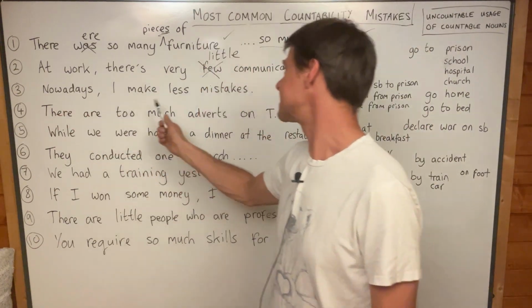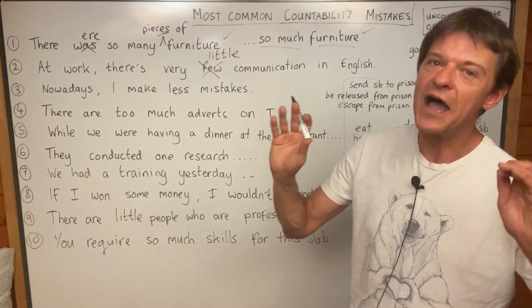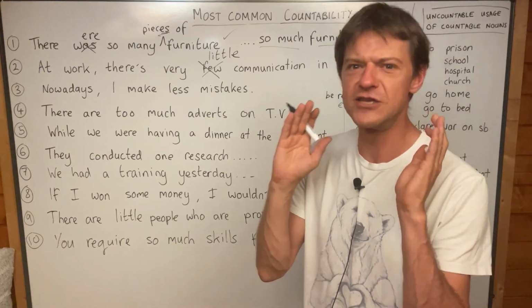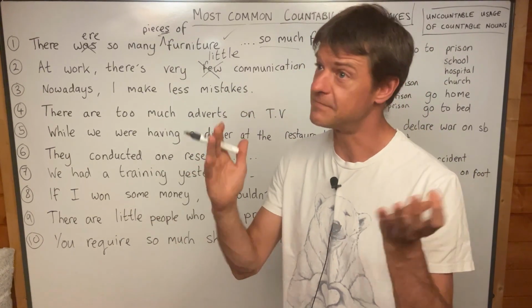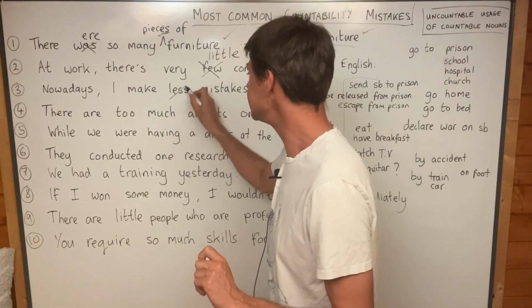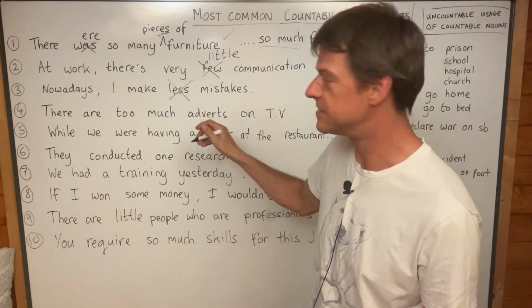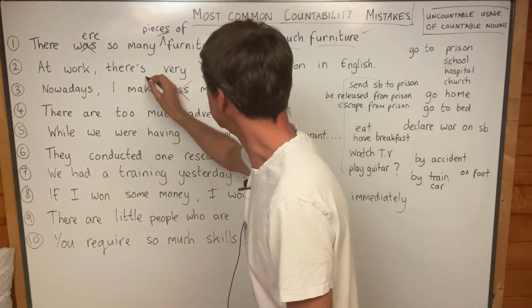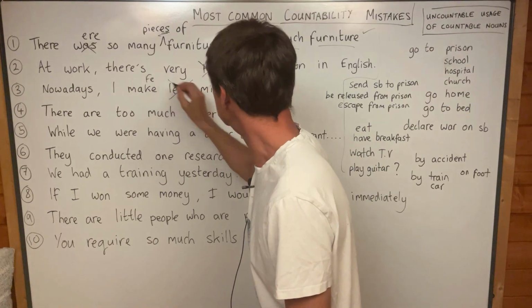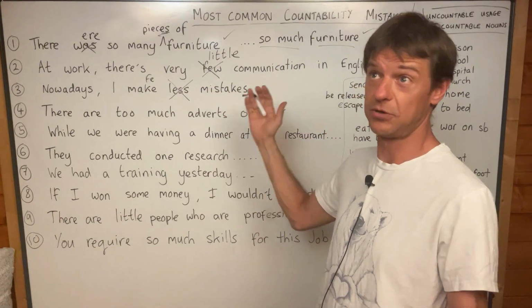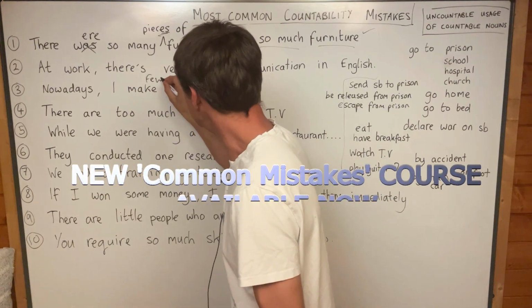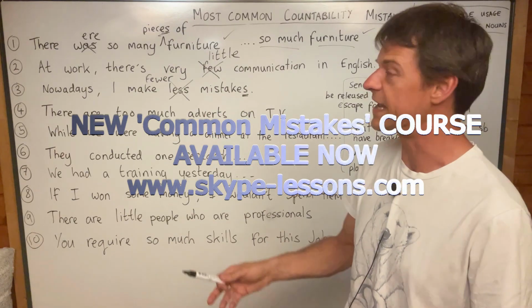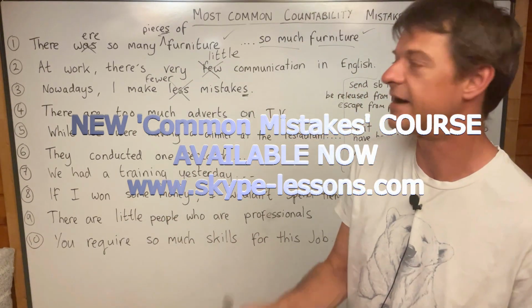Okay, number three, "nowadays I make less mistakes." Now, I have a lot of sympathy for anybody who makes this mistake, because I know that 90%, maybe even 99% of native speakers make the very same mistake, and they shouldn't. They should say, I make fewer mistakes. It's fewer for countable, which means words that can be made plural and end in an S. It's fewer for countable, and it's less for uncountable. We have less communication, we have less work, we have less money, we have less time.